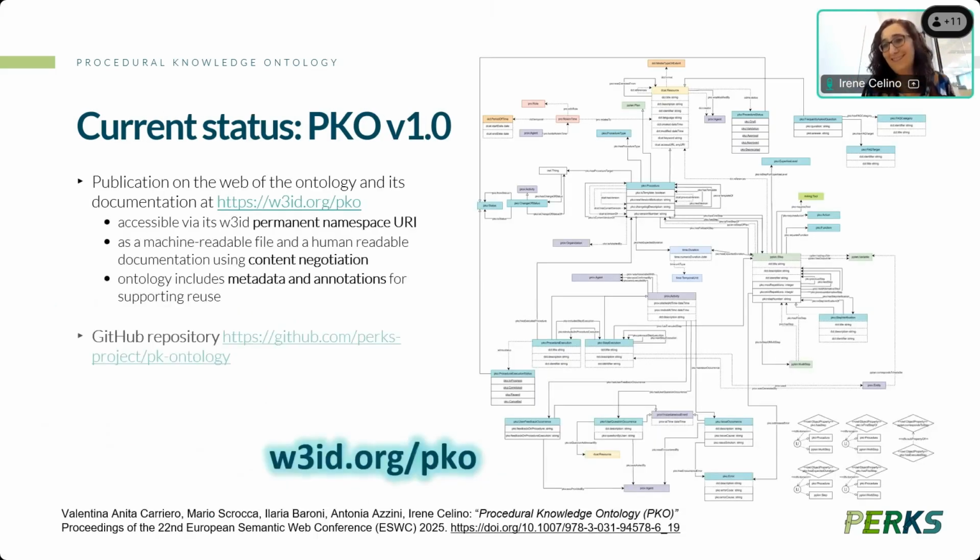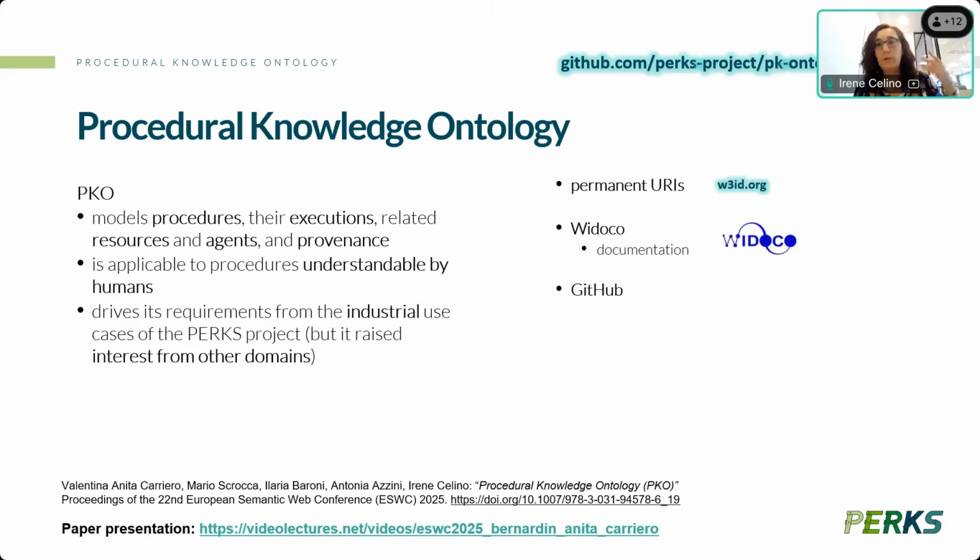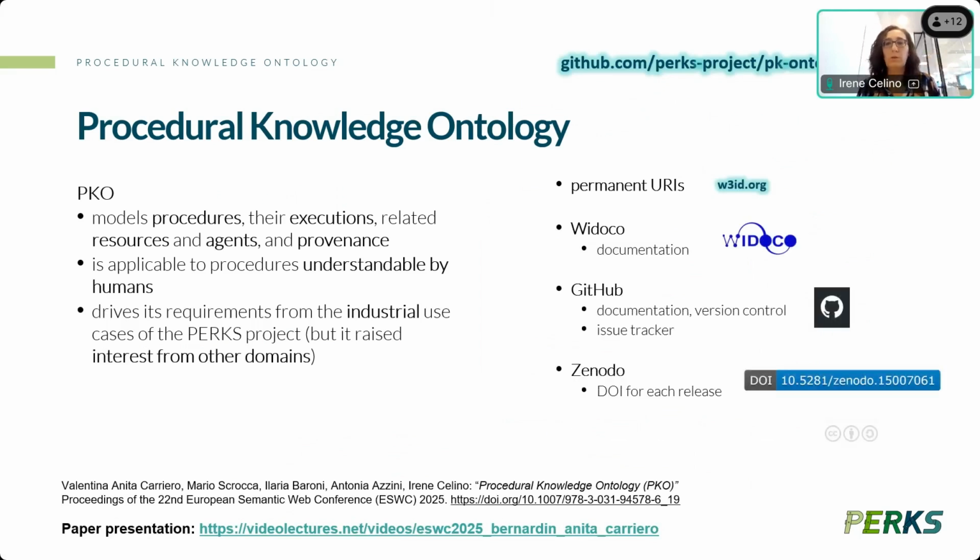The result is this, that you can easily read, right, from the diagram, which is PICO, the Procedural Knowledge Ontology. You can find it online. There's a paper that describes it in great detail. We published it on the web, as usual, according to the best practice for publishing ontologies. We have a GitHub repository, we have a permanent URI, documentation with Widoco, releases on Zenodo, and, of course, an open license.